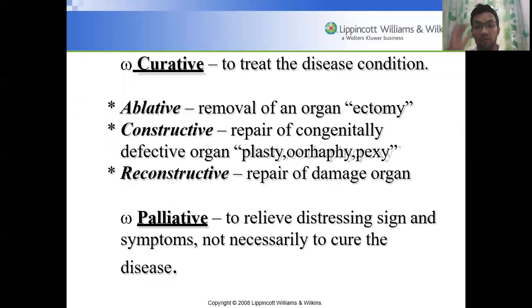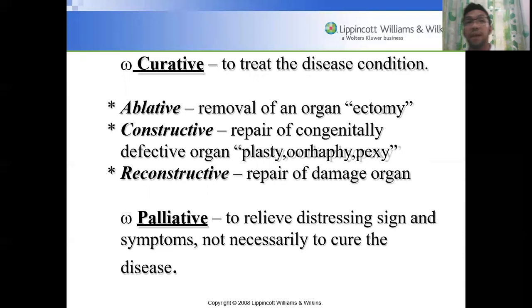Next is curative. To treat the disease condition. This is mainly what surgeries do to cure the disease of a patient. And we have several types under curative. We have the first one, ablative.